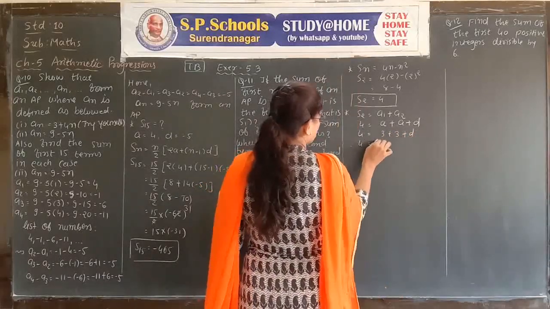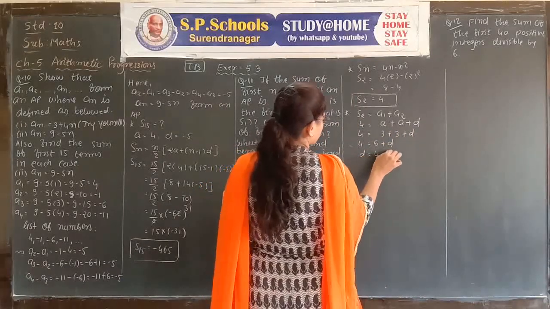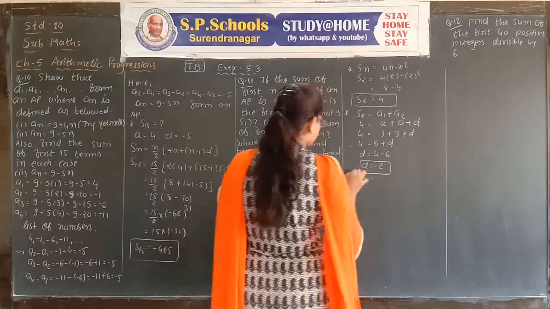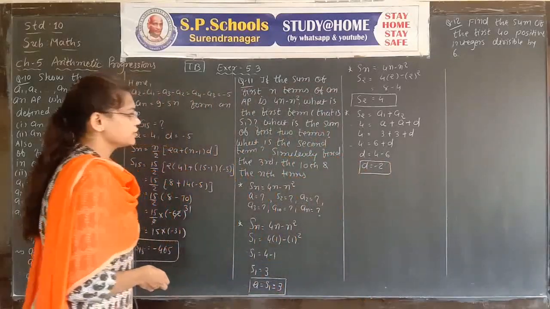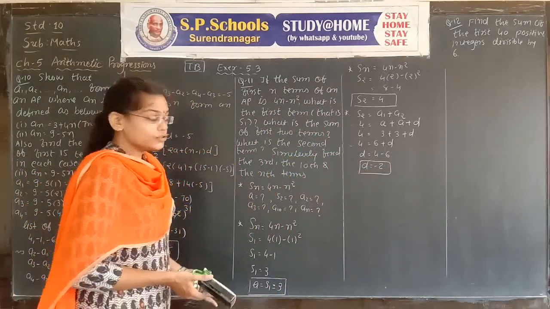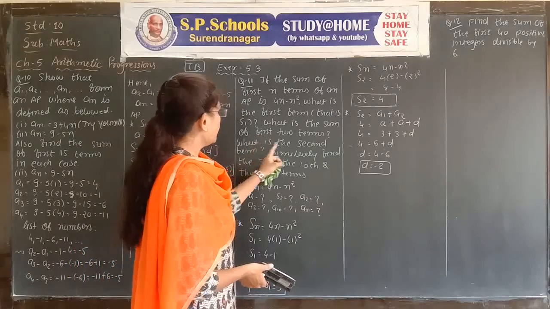That's why 4 is equal to 6 plus D, and the value of D is 4 minus 6. Here D is equal to minus 2. The value of D is obtained here. Now D equal to minus 2 is used to find the second term.